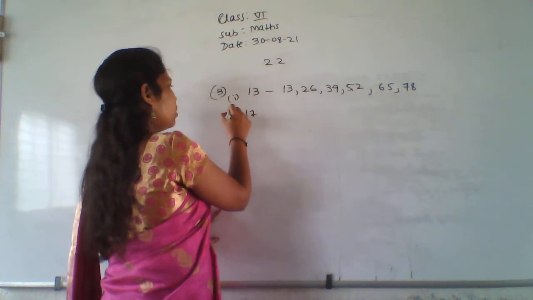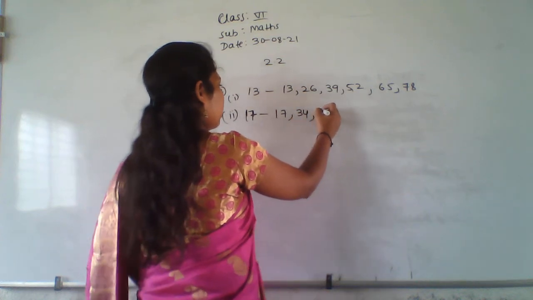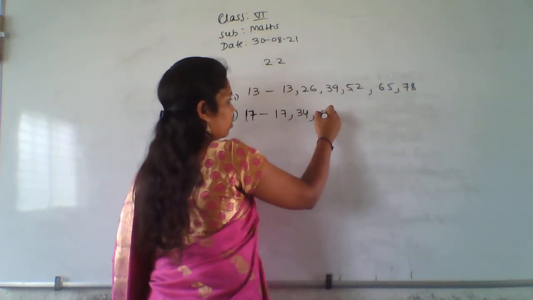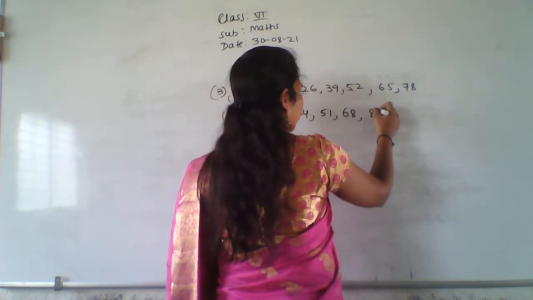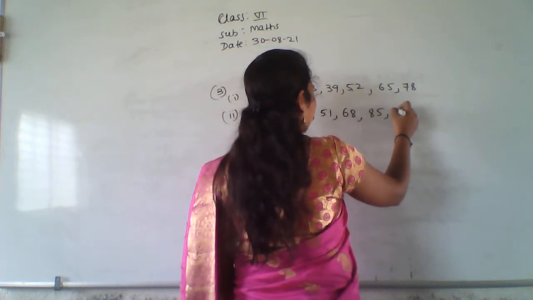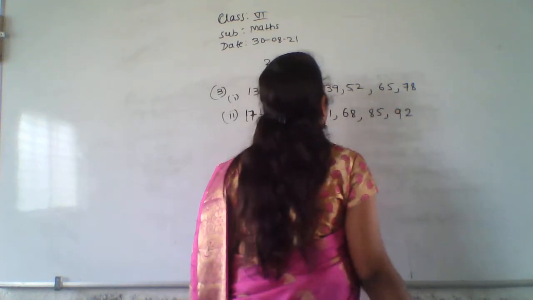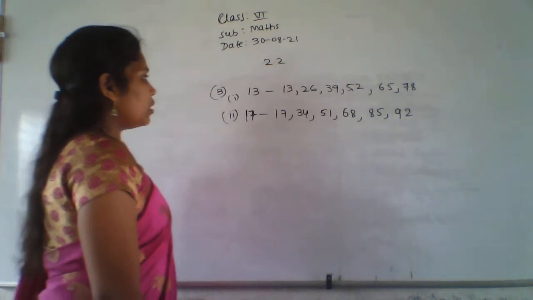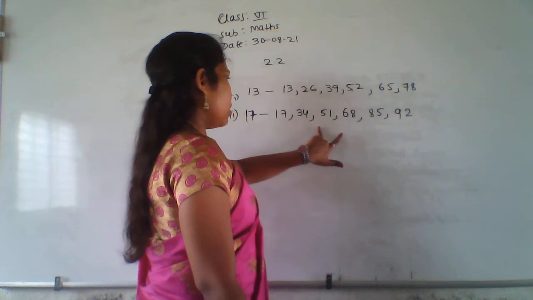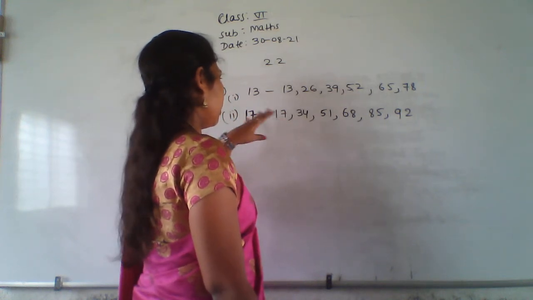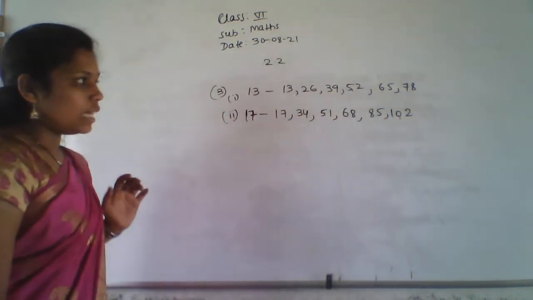What is the next number? 17. This is the first one. Second one is 17. 17, 34, 51, 68, 85, 102. Sorry, not that, I made a mistake. Okay, so these are the multiples.